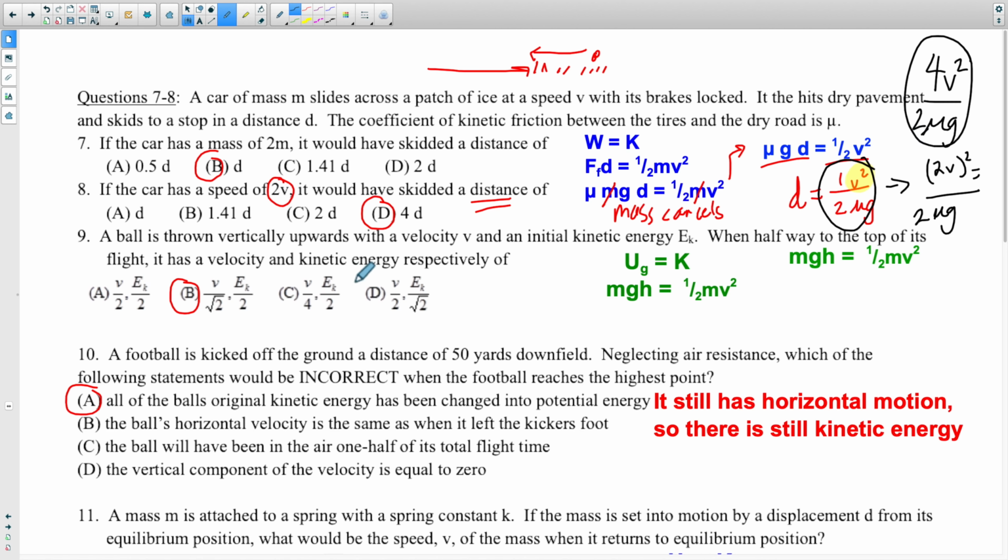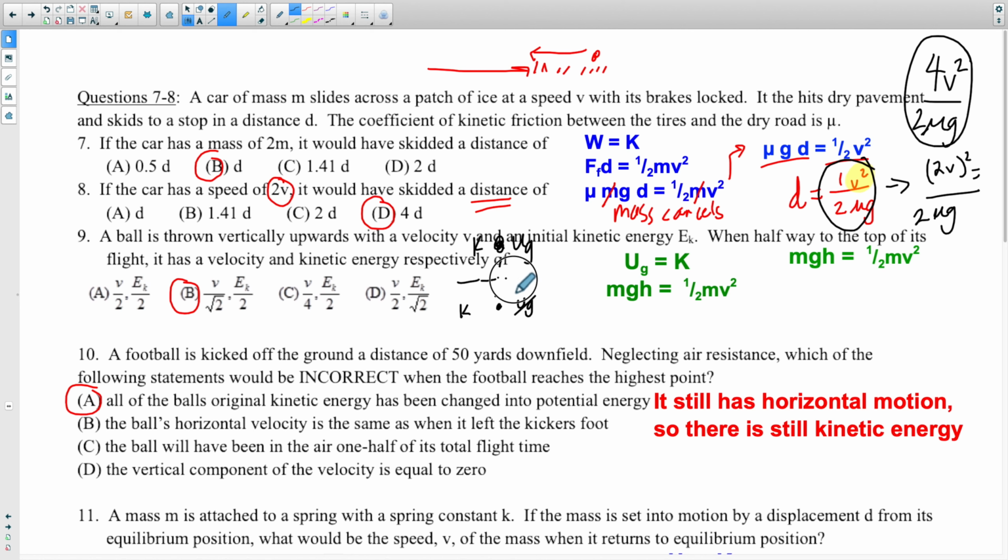Okay, number 9, a ball is thrown vertically upwards with velocity v and kinetic energy Ek. When it's halfway to the top of its flight, it has a velocity and kinetic energy of how much? All right, we know that in this situation, the gravitational energy is equal to the kinetic. Just when it leaves the hand, it has kinetic energy but not gravitational. Then it gets up to the top, and up here it's got all potential but no kinetic, because it stops for a second.